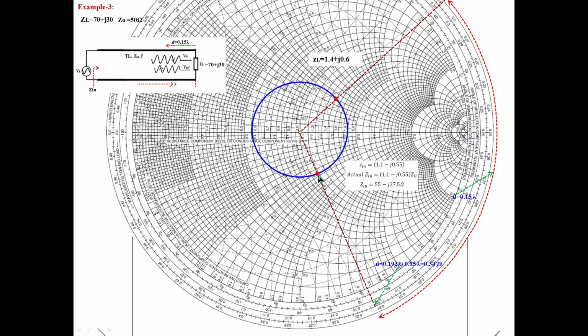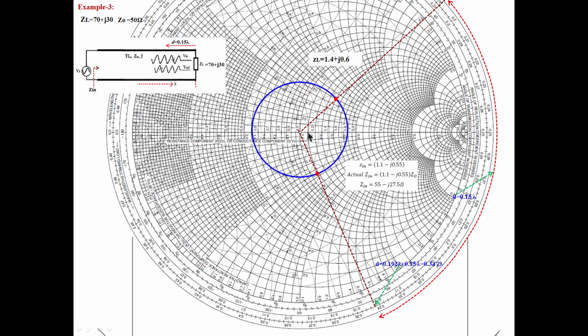You should see which resistance circle is passing through this point. This is a resistance circle. The resistance circle passing is approximately here; I took 1.1. This is 1, this is 1.1, this is 1.2. You do it in your Smith chart carefully. That 1.2 circle is not passing. The next circle, approximately 1.1, is passing.